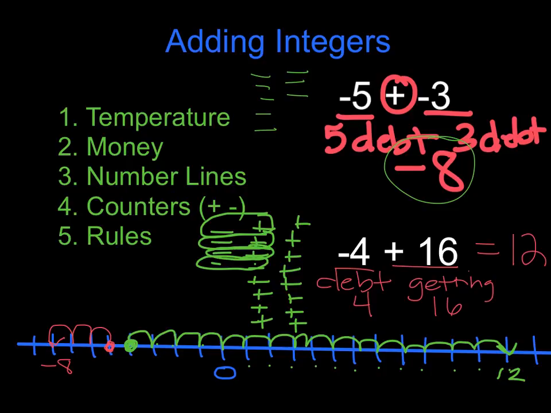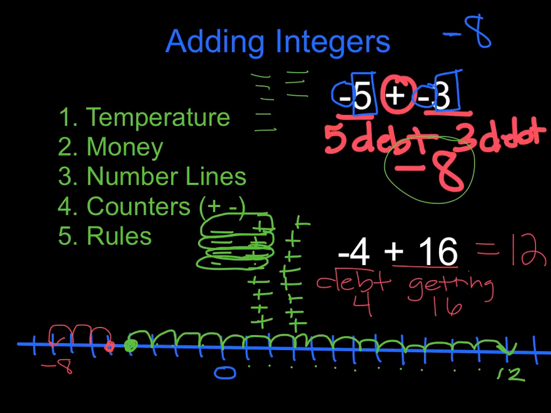If you don't want to spend your time drawing counters or number lines, you can go back and use the rules. If you go back and look at the first problem, you are adding numbers with the same sign. They are both negative. So all you do is add these numbers, 5 plus 3, which is 8, and you keep the sign, which was negative.